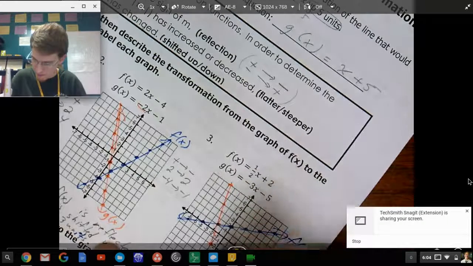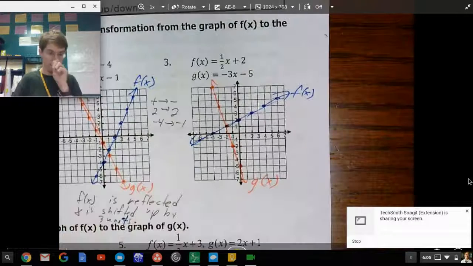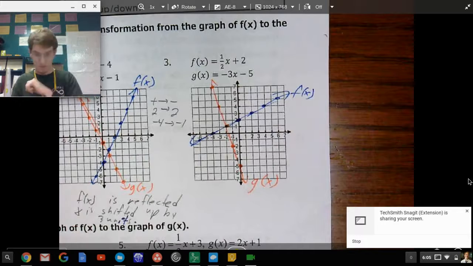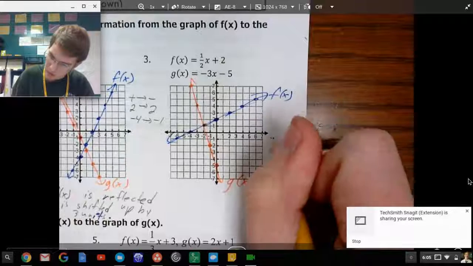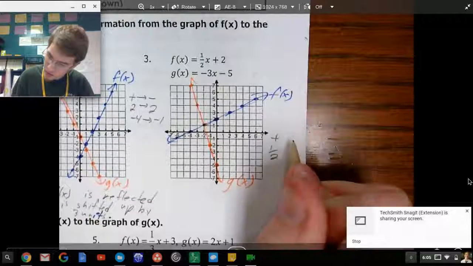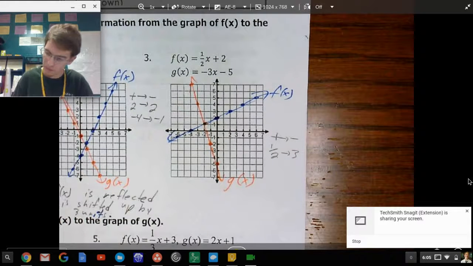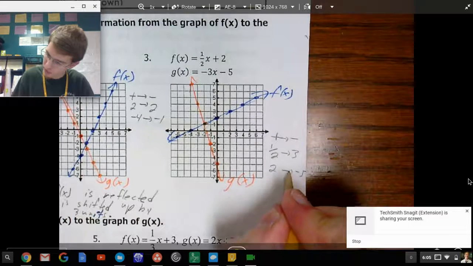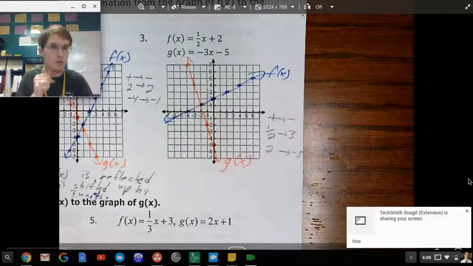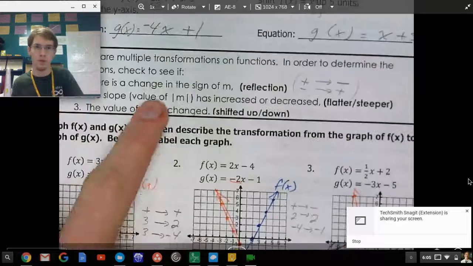Okay. So there's g of x. All right. So I know that I went from a +1/2 to a -3, and my y-intercept went from 2 to -5. By the way, I'm using this little chart here to organize my thoughts, to make sure I'm keeping up with all the parts we have to think about. And those actually correlate with those 3 that you had up here.